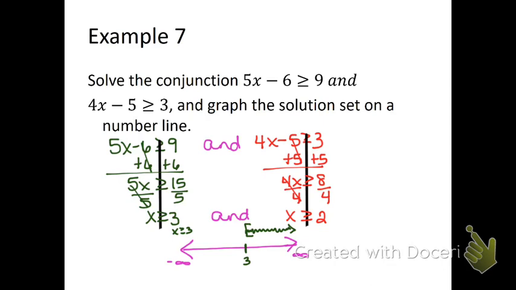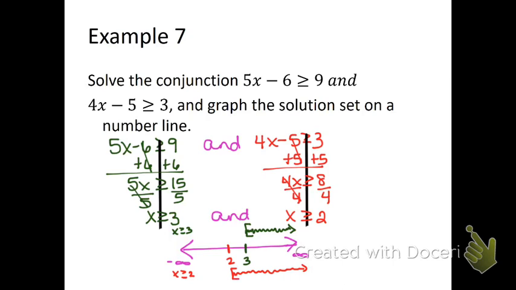Now, for the x is greater than or equal to 2, I would come over here to 2. I'm going to shade this one below. So x is greater than or equal to 2. I'd start at the 2. It's greater than, so I'm going to shade towards positive infinity. And it has equal to, so I would use a bracket.